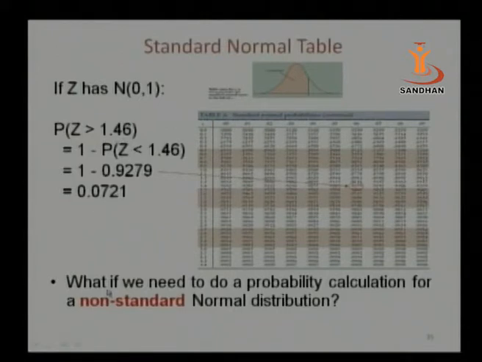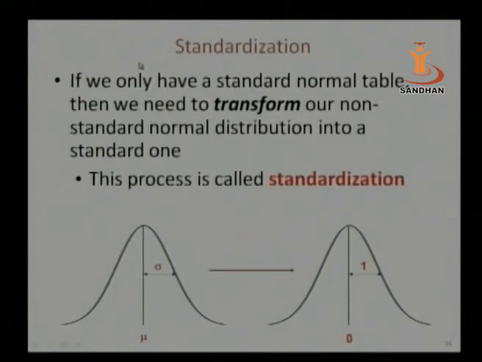Okay. Now the question will be, what if we need to do a probability calculation for a non-standard normal distribution? Let us see. If we only have a standard normal table, then we need to transform our non-standard normal distribution into a standard one. It means we will have to shift our mean, and we will also have to shift our sigma, or sigma square as the variance. This process is called standardization.